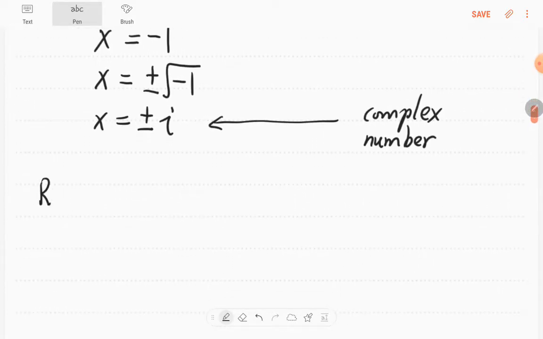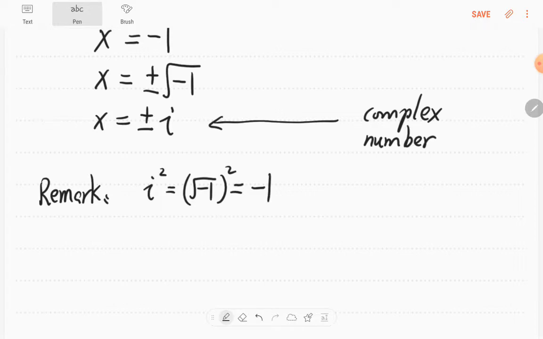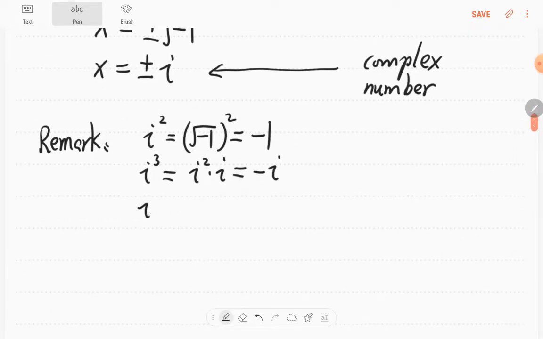Okay, so now let's look at some properties of this I. We notice that I squared is the square root of -1, squared, which is equal to -1. So I squared equals -1. I cubed is equal to I squared times I, so I squared is -1, so it's -I. I to the fourth can be written as I squared times I squared, which is -1 times -1. So this is equal to 1.